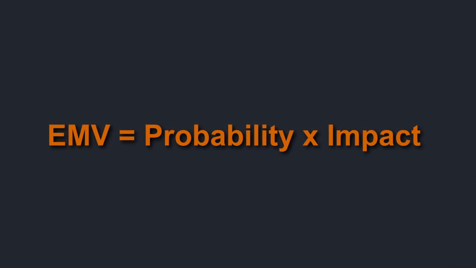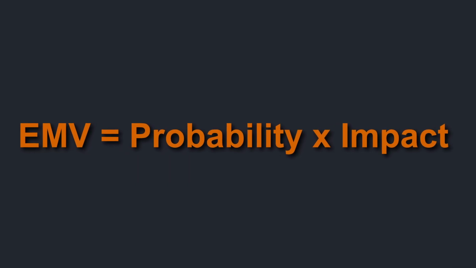The number one tool we can expect to use here is expected monetary value, and that is probability times impact. This is the core and the simplest tool that we can use for quantitative risk analysis. Now, don't get EMV confused with EVM, and don't get the formula confused with our probability impact matrix that we use during qualitative risk analysis.